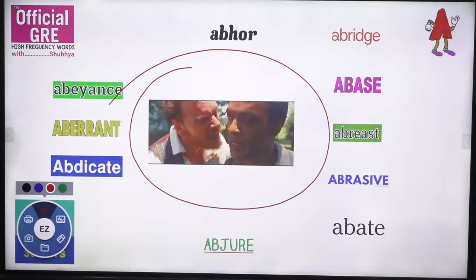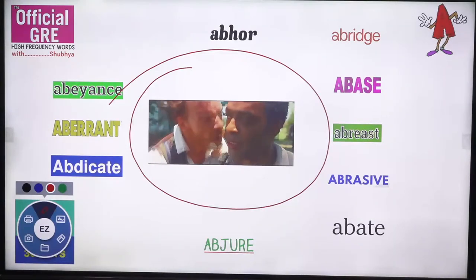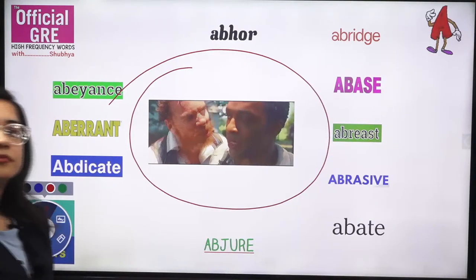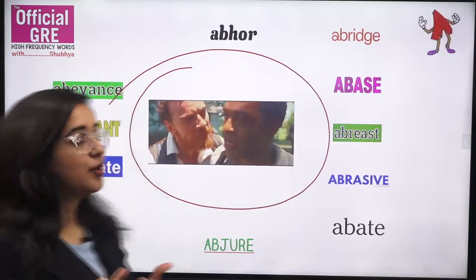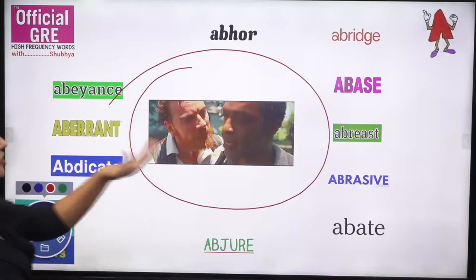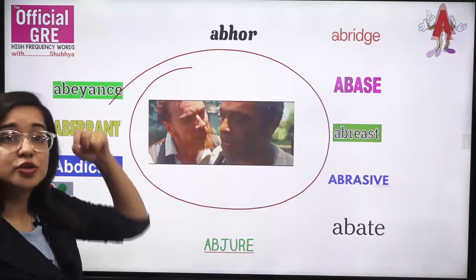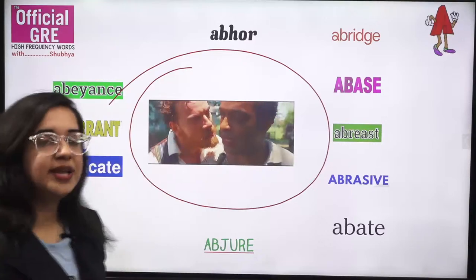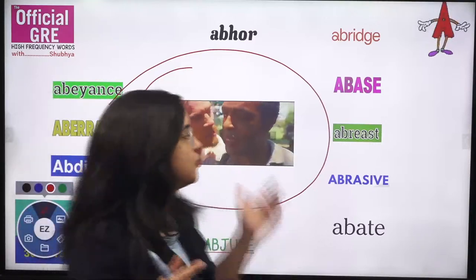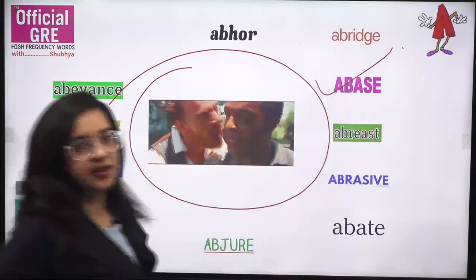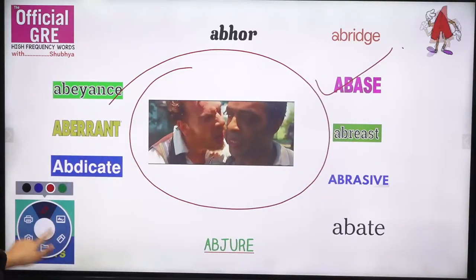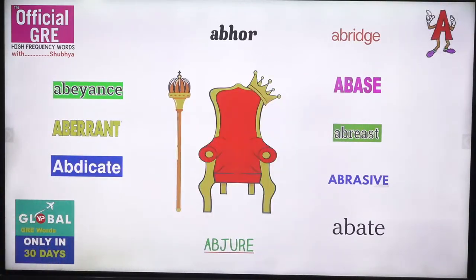Do tell me what can be the answer. Abase. Rahul is saying abase. So why abase? The person is humiliating this person, right? When you are humiliating someone, that means abase. Obviously he's degrading this person. So this was the word, and this is the right one. Very good.